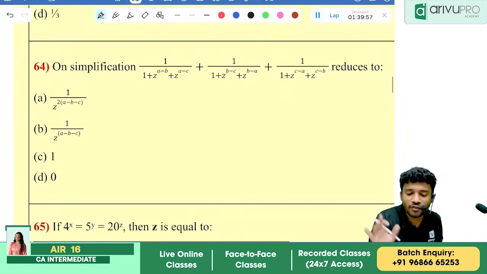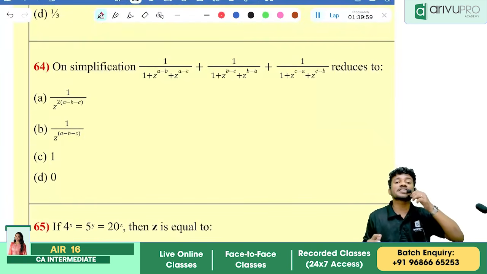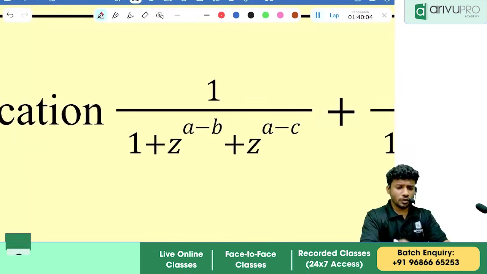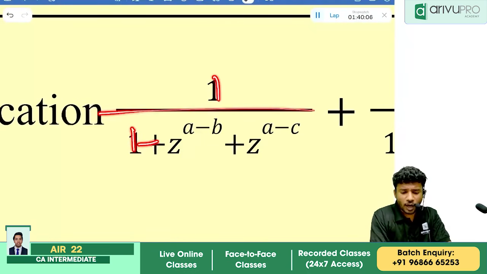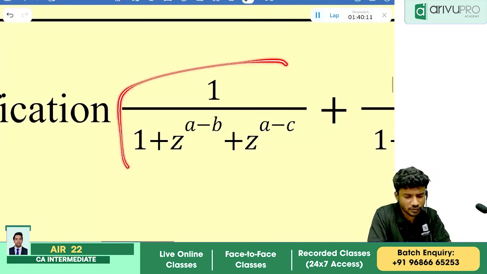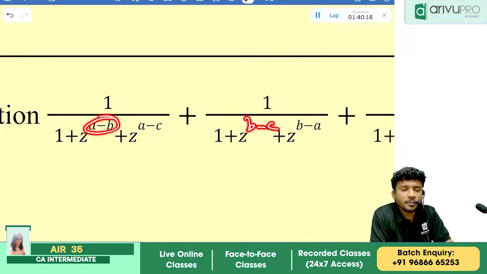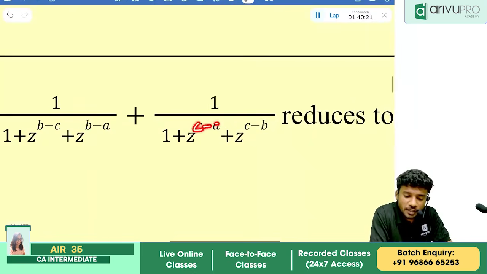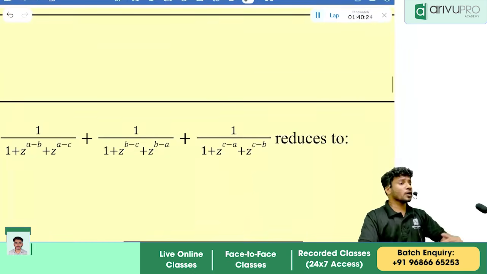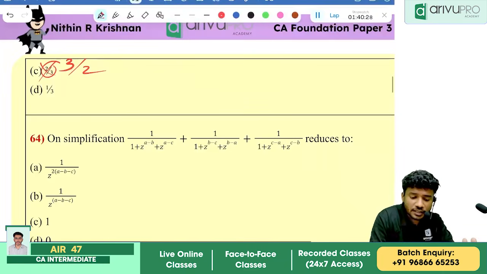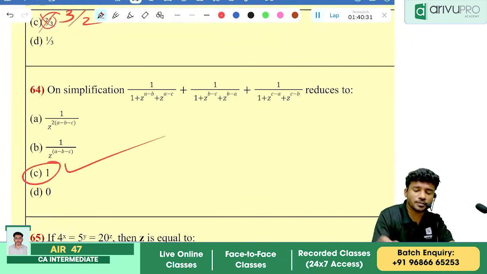Next one, people. We are going to talk about something called cyclic. Cyclic means repetition. Look here. 1 divided by 1 plus z raised to a minus b plus z raised to a minus c. That is the first one, right? Then this a minus b became what? B minus c. A minus c became what? B minus c. Then c minus a, c minus b. So if you look, a, b, c are happening in a cyclic manner. Whenever a cyclic thing is coming into the picture, the answer will always be 1.